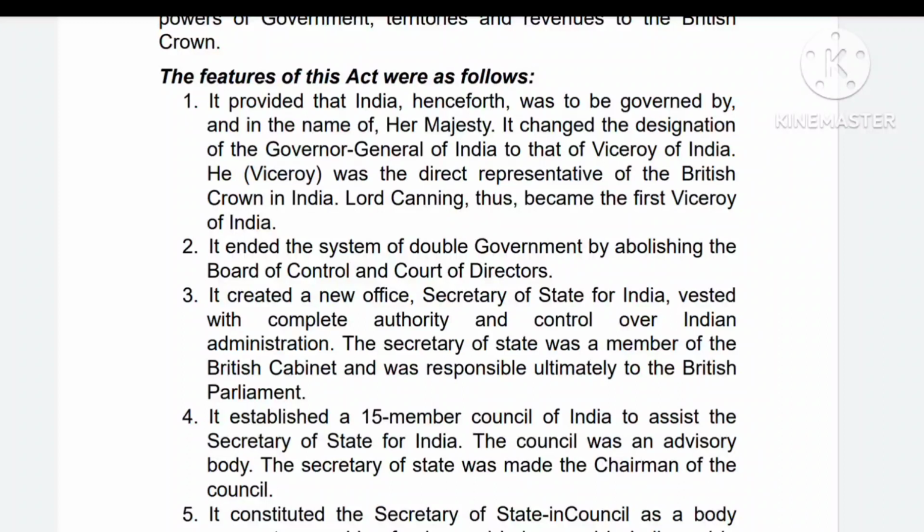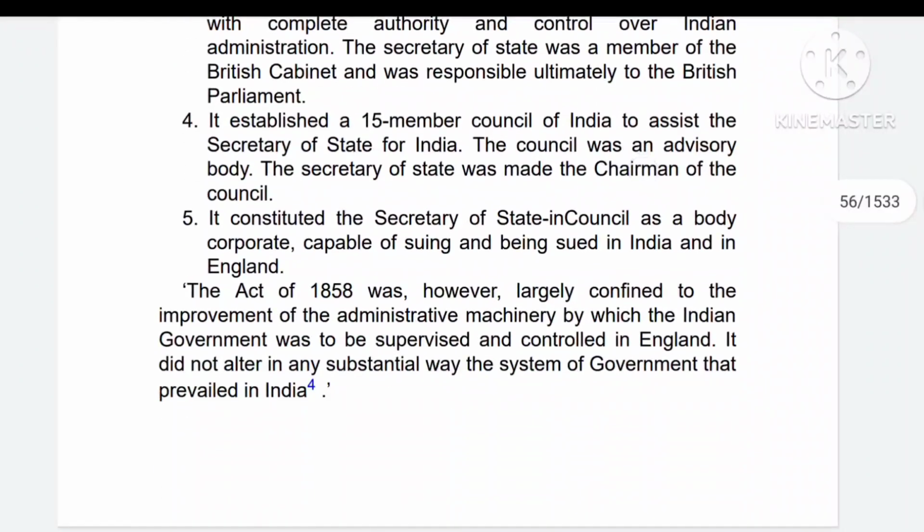Number 4. It established a 15-member Council of India to assist the Secretary of State for India. The Council was an advisory body. The Secretary of State was made the Chairman of the Council. Number 5. It constituted the Secretary of State in Council as a body corporate, capable of suing and being sued in India and in England.